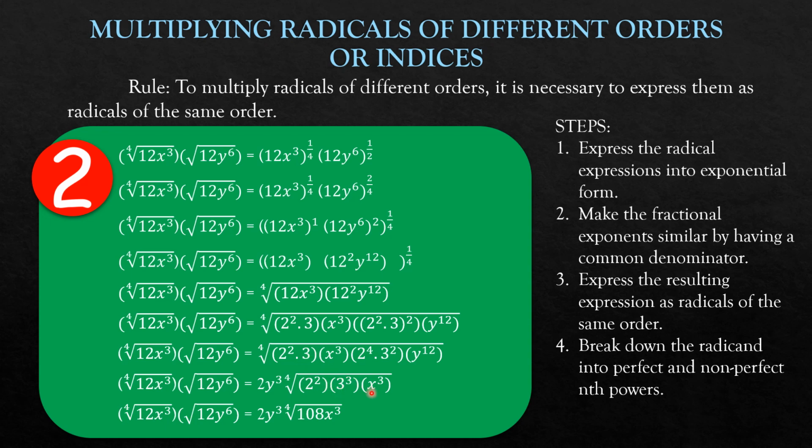And then, yung x cube po natin. Then, copy the coefficients, 2y cube, fourth root of 2 squared is 4, 3 cubed is 27. So, 4 times 27 is 108. 108 times x cubed is 108x cubed. So, the product of the fourth root of 12x cubed and the square root of 12y raised to 6 is equal to 2y cubed times the fourth root of 108x cubed.